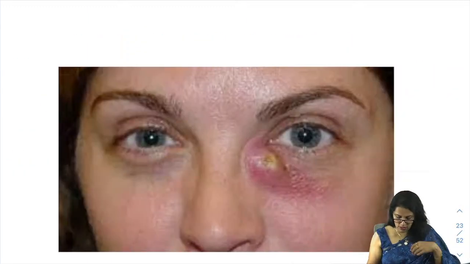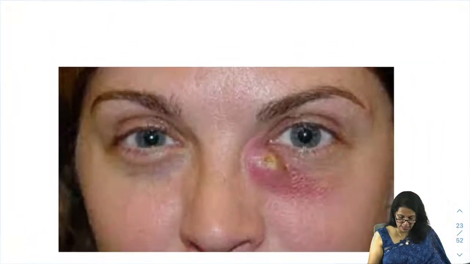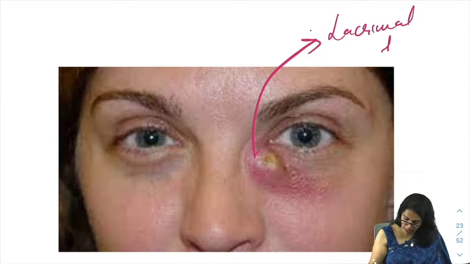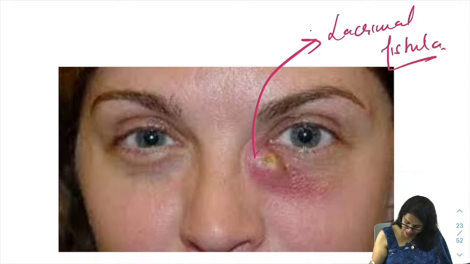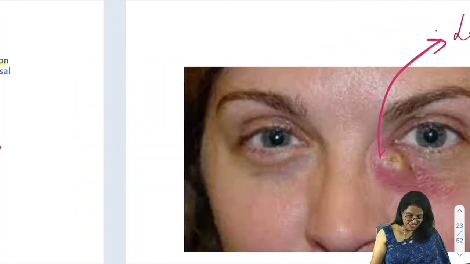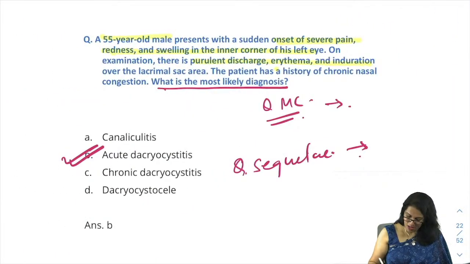So, this is again a case of acute dacryocystitis. If it is not treated on time, the sequelae can be lacrimal fistula. And remember this fistula is mainly on the skin. It opens on the skin. Lacrimal fistula. Nobody is answering? Okay, most common etiological agent, bacterial.